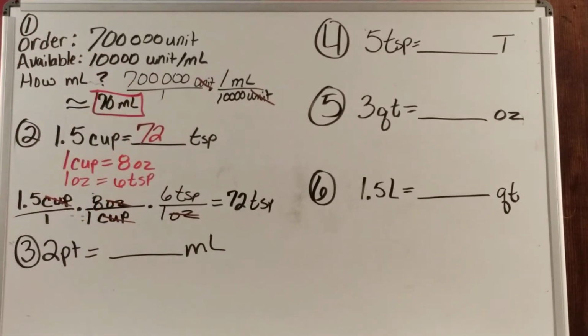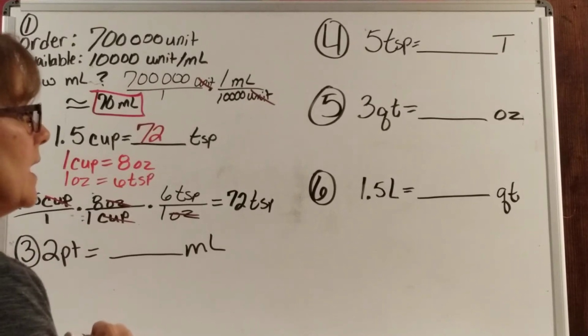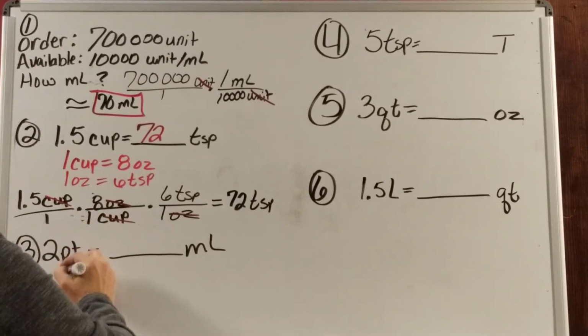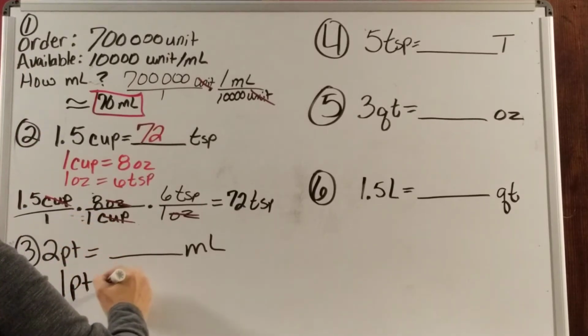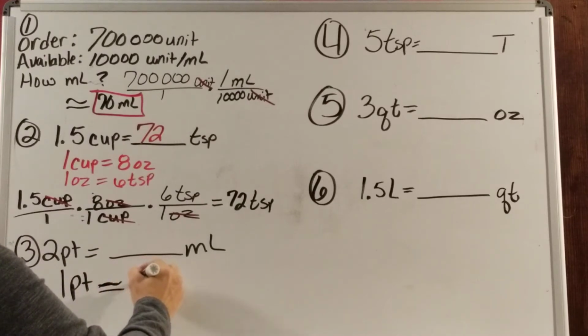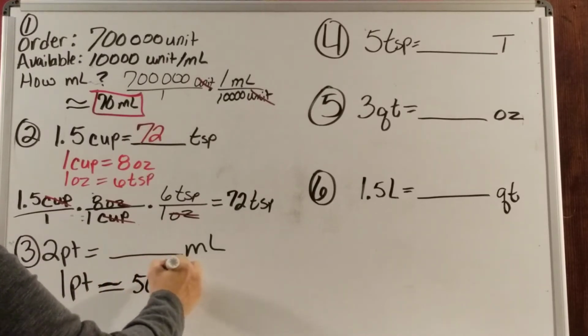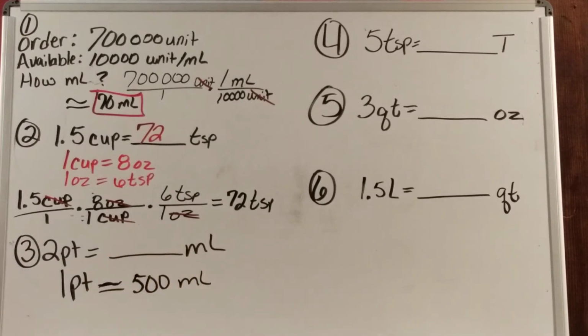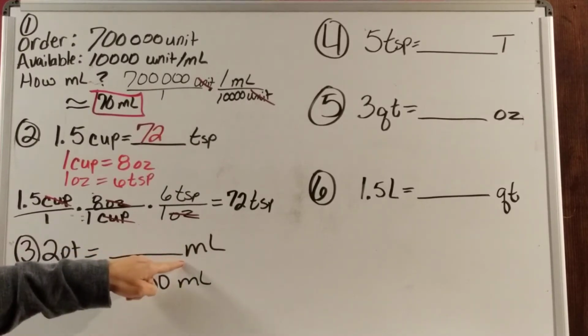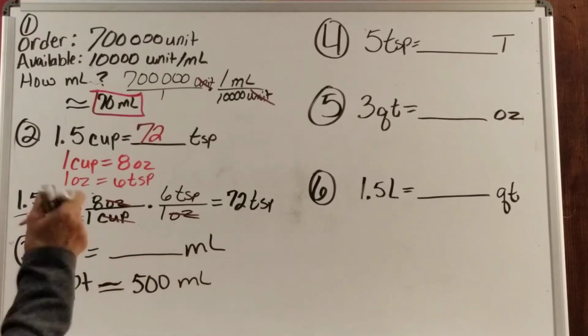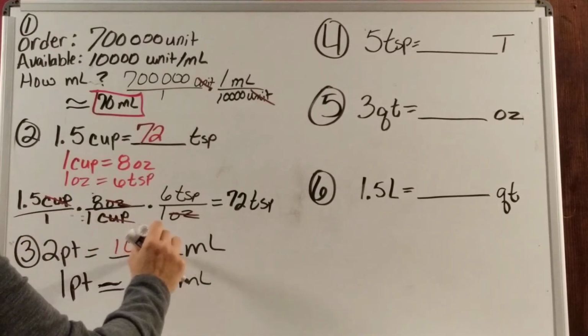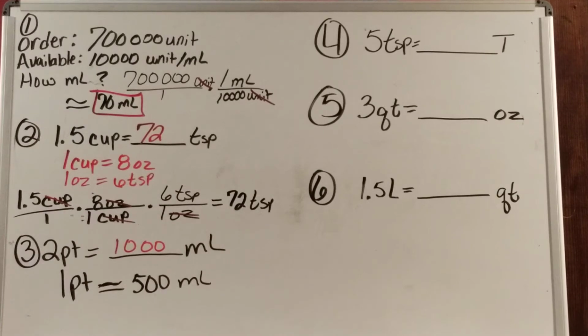So number 3 says I have 2 pints, and I want to know how many milliliters that is. Off that conversion sheet I gave you in our class, it says for every 1 pint, that is equivalent to 500 milliliters. Well, this one here worked out nice and pretty. For every 1 pint, it's 500 milliliters. So if I have 2 pints, then I have 1,000 milliliters. It's 2 times that 500.